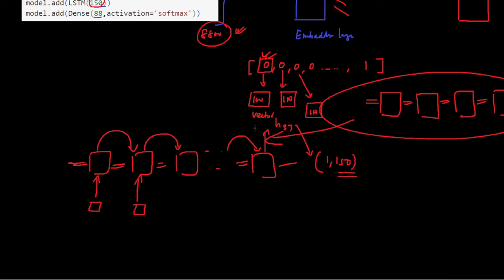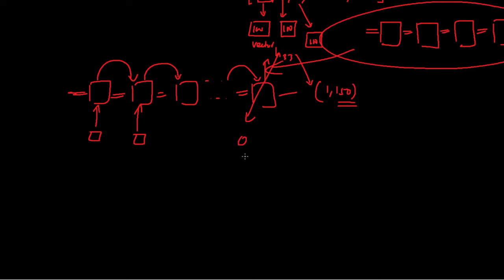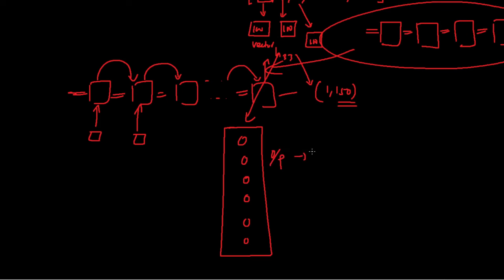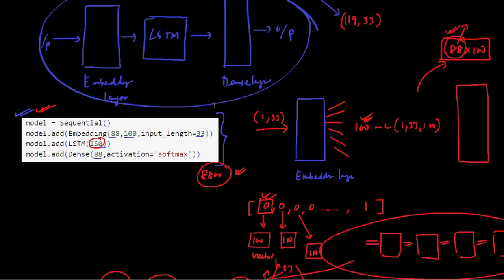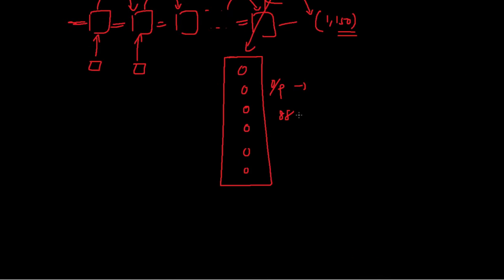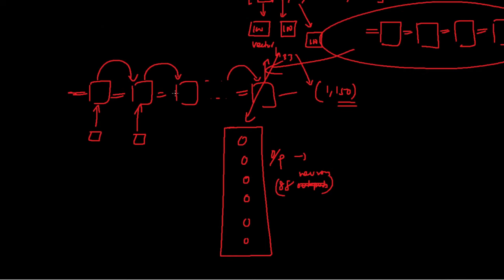Now, from here, our output layer will be connected. And how many neurons will be there in the output layer? Pause the video and try to answer this. How many neurons will be there in the output layer? Go back to the dimensions of X and Y. 88, right? So 88 neurons, or 88 outputs. I think outputs is not the right term. 88 neurons will be there in the final output dense layer, right? So this is how the flow happens. Able to get my point?